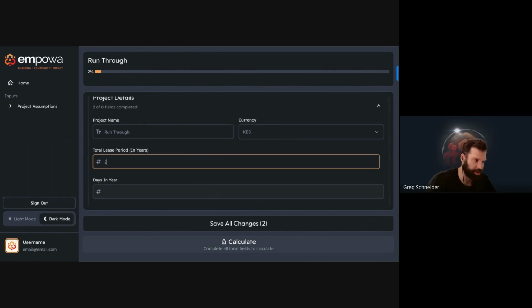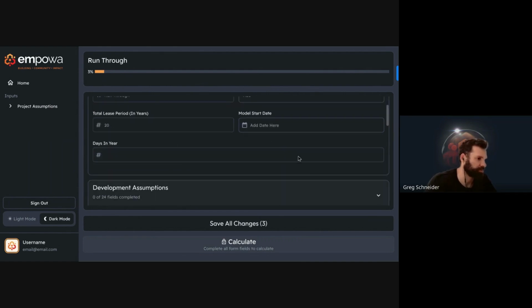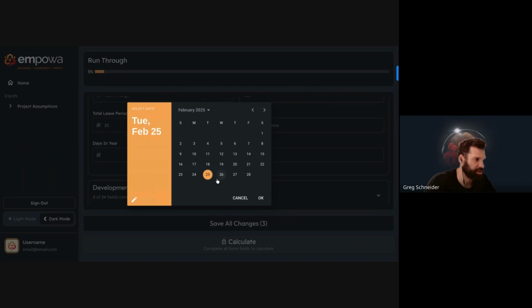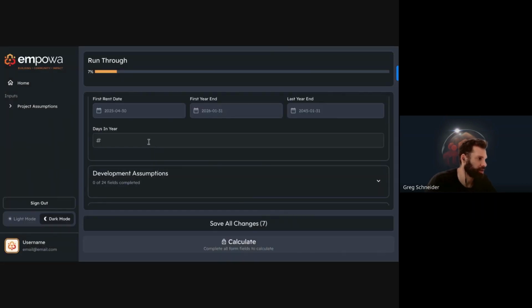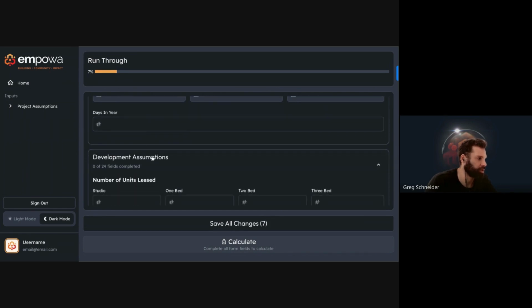We can say the lease period. So let's say 20 years. You can say when is it going to start. Say tomorrow. And we can start to do development assumptions.